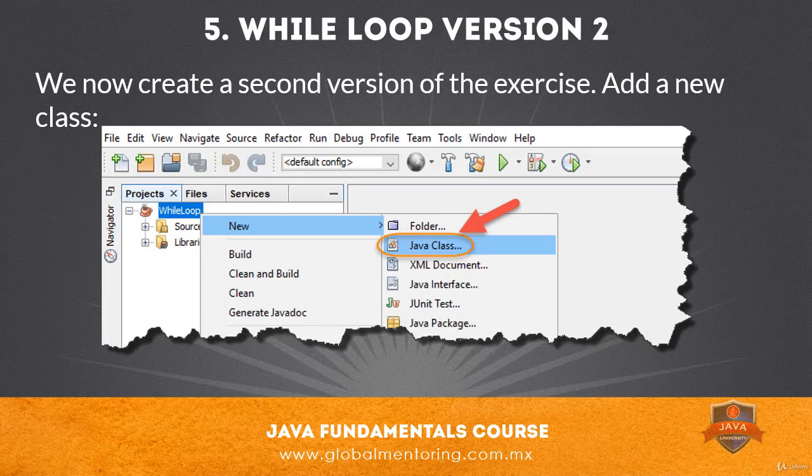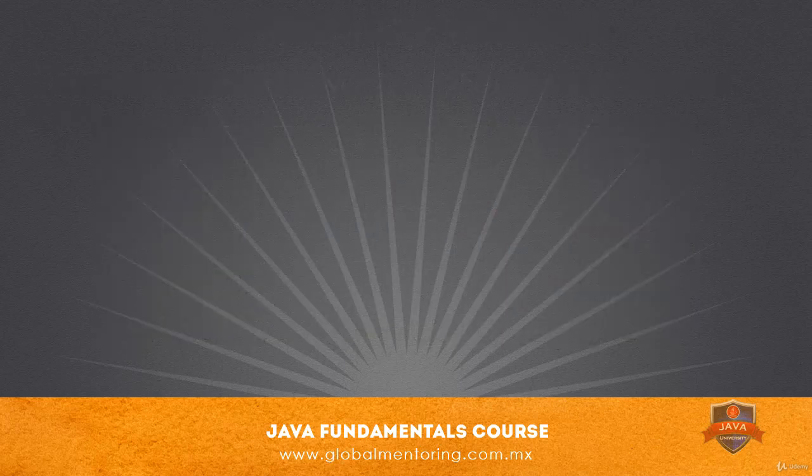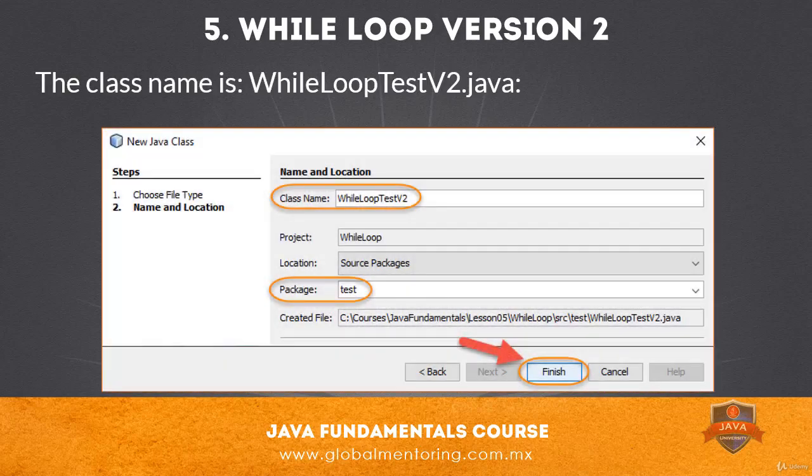We now will create a second version of the exercise. We will add a new class, so right-click on the project, New and Java Class. The class name is WhileLoopTestV2. The package name is test, and click on Finish.